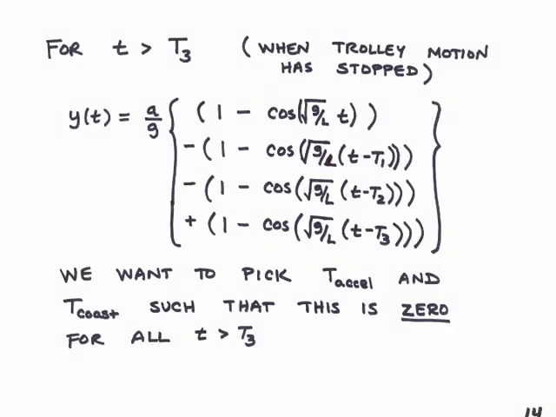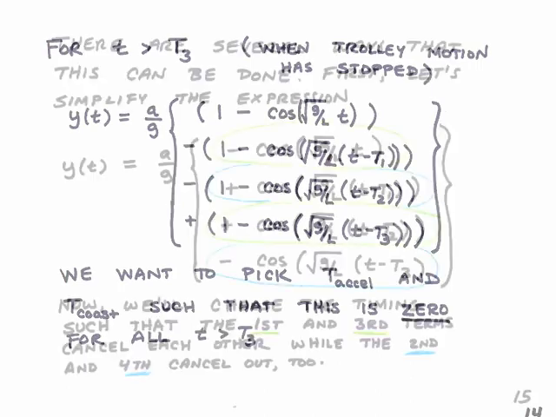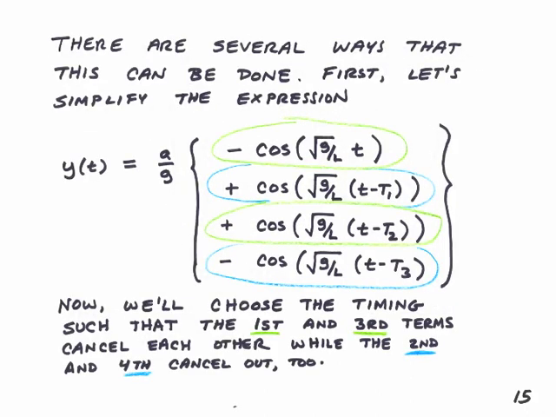In our last presentation, we found out how to find the angle y of t given the trolley having a trapezoidal acceleration profile. And we talked about how the issue was now to pick t1, t2, and t3 so that we go the desired distance but have no sway at the end. In this presentation, we'll solve the problem. As it turns out, there's more than one way to do this.